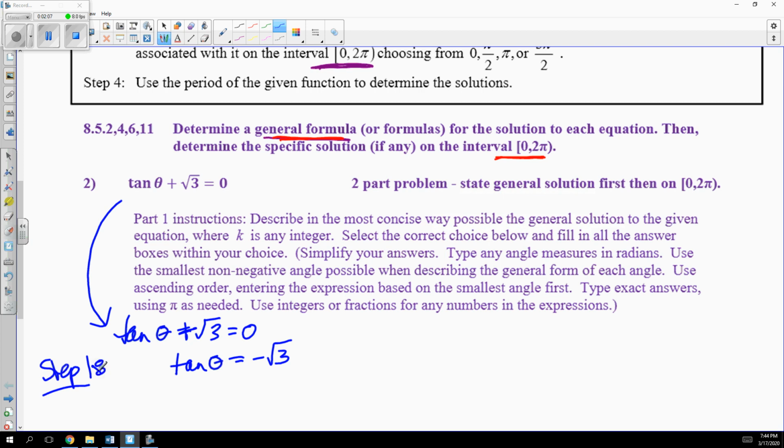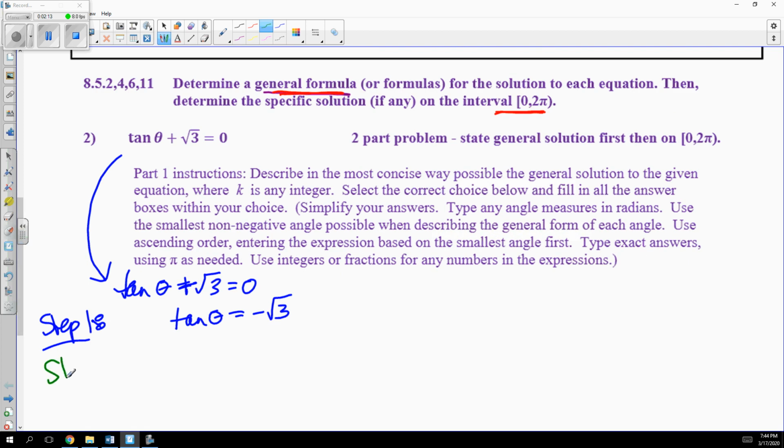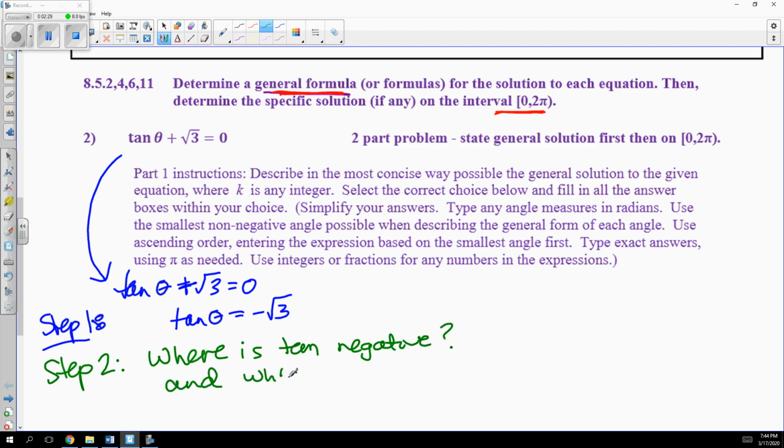The next thing you're going to do, for step 2, is ask yourself in which quadrants is tangent negative. That's part of it. And then, which angles have a tangent value of negative square root of 3. This is where you really want to get your unit circle out. Use it as much as you can, certainly when you're doing your homework.